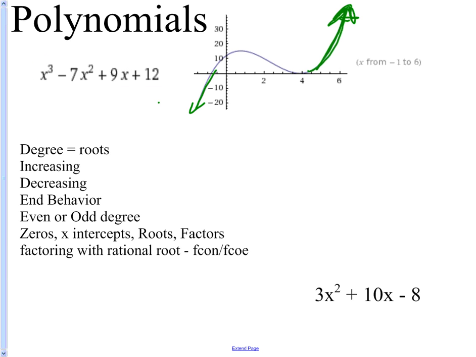Next thing is increasing and decreasing. Basically there you just have to know that from here to here it's doing what? Going up, which is called increasing. And then from here to here it's doing what? Decreasing. And then from here to infinity it's doing what? It's increasing from 4 to infinity. All right. And let's see. We'll talk more about the next things on the next video.